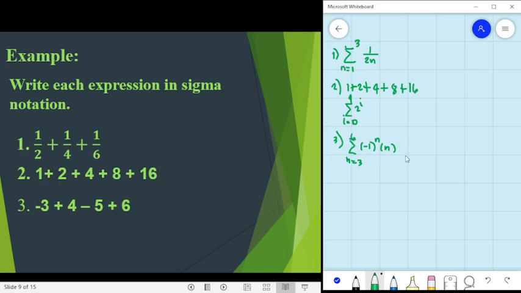Okay, so that's it. If we replace n with 3, it is negative, times 3. Then n is 4: negative 1 to the 4th is positive, times 4. Next, n is 5: negative 1 to the 5th is negative 1, times 5 is negative 5. And last, when n is 6, negative 1 to the 6th is positive 1, times 6 is positive. Okay.